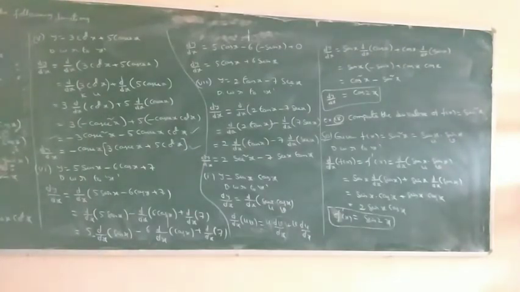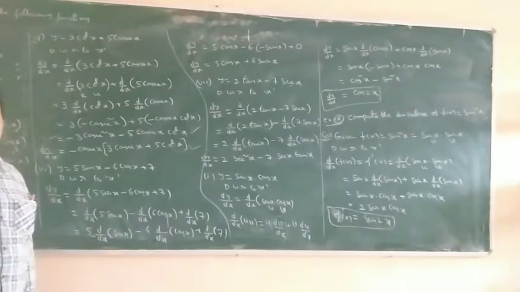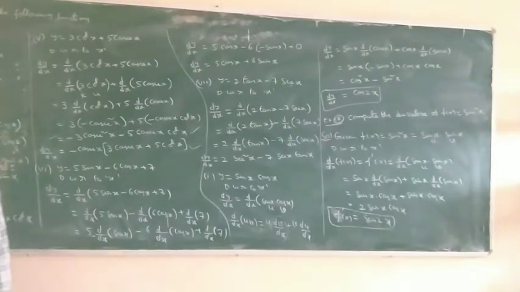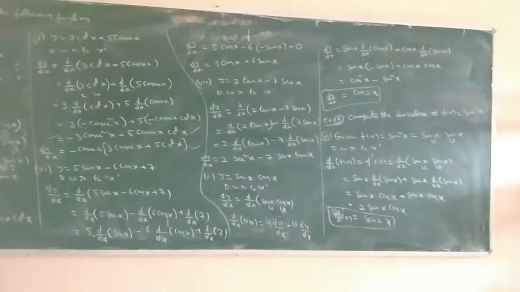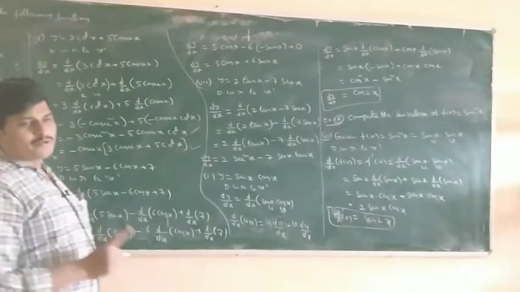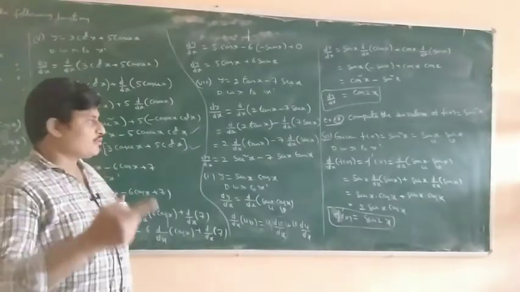First formula, point number 1: derivative of u plus v is equal to derivative of u plus derivative of v, separated by the plus. Derivative of u minus v is equal to derivative of u minus derivative of v. Derivative of u plus v plus w, plus or minus, two or more functions: u1 plus u2.